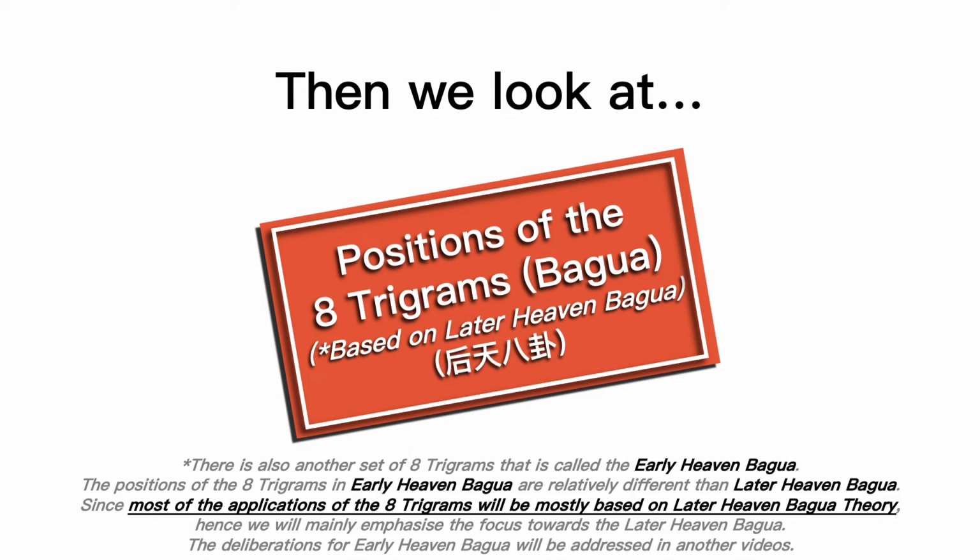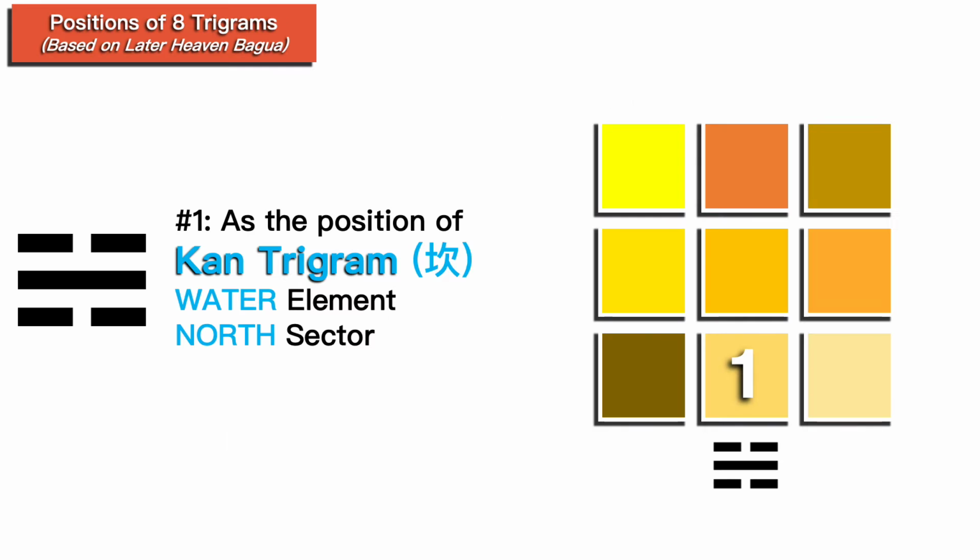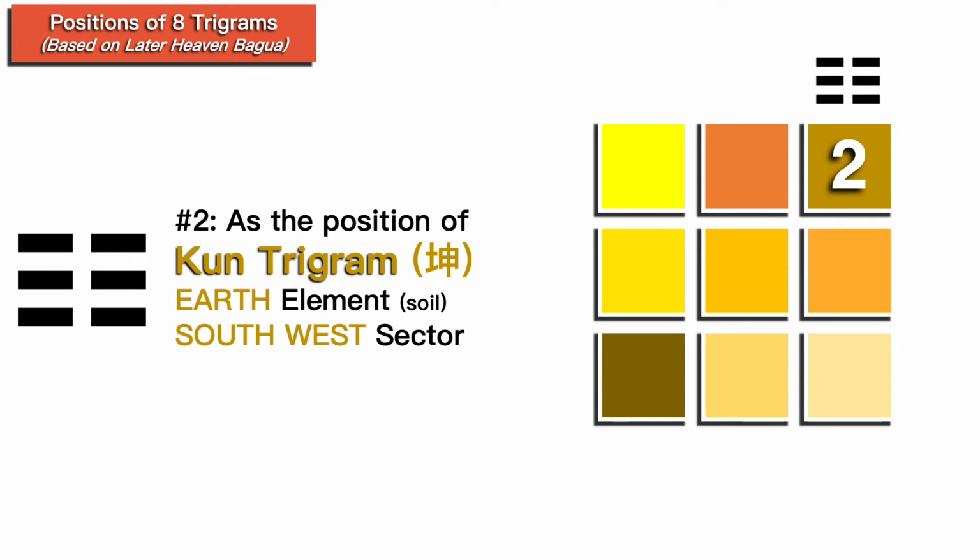Then we look at the positions of the 8 trigrams, or we call it the bagua. Kan trigram is residing at position of number 1, or we call this the natal position of number 1 is Kan trigram. Kun trigram resides at position number 2.